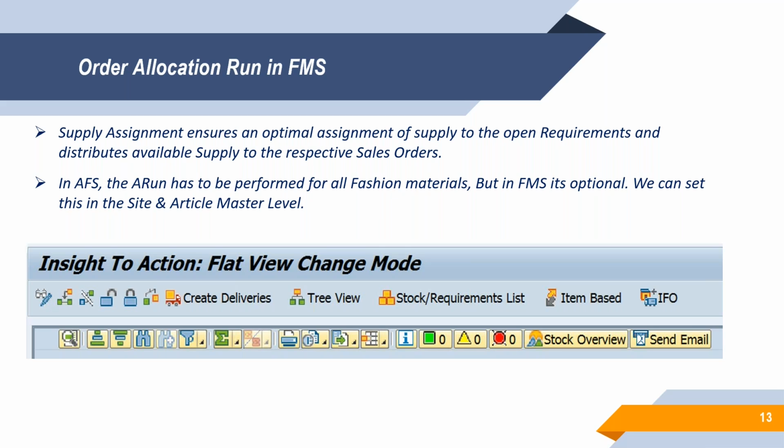And in AFS, it was a mandatory function, but in FMS, it's an optional entry. We can set this at the site level, also at the article master level. And from here, you can do multiple functionalities from the allocation workbench screen, like you can allocate the stock, you can deallocate the stocks, you can block the requirements. Of course, you can create the deliveries from here and much more.